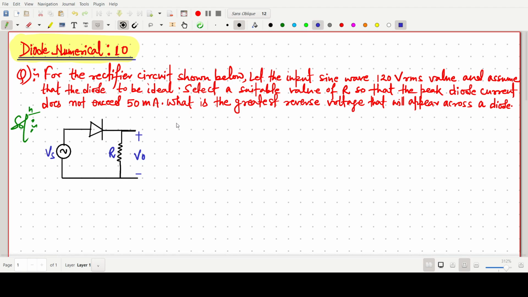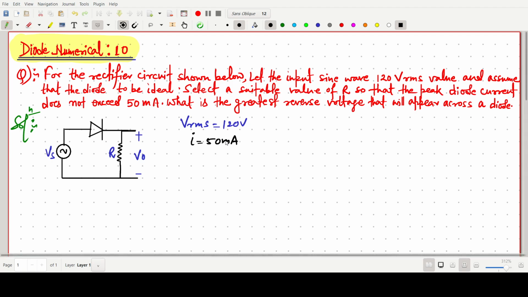The V RMS value is given, 120 volt. Assume that the diode is ideal. So this one is basically an ideal diode. Select a suitable value of resistance R so that the peak diode current does not exceed 50 milliampere. So the I value will be maximum 50 milliampere in the circuit. So this is the question. VRMS is given.